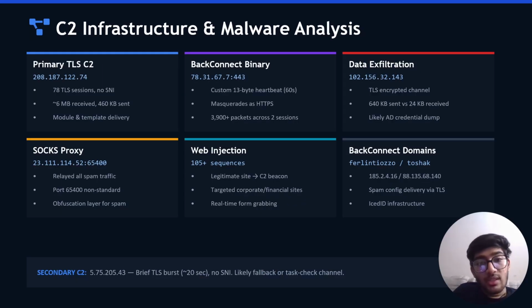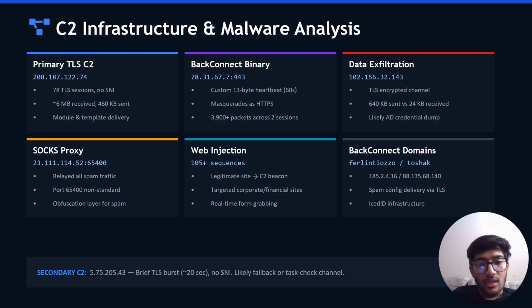Let's break this down into the six components of C2 infrastructure, which demonstrate how sophisticated ICEDID is compared to similar malware. The primary TLS C2 at the 208 IP maintains 78 sessions with server name indication, and likely modules and templates are pushed to the infected host. It uses a heartbeat protocol every 60 seconds, masquerading as HTTPS to evade TLS inspection. The data exfiltration channel sent data while receiving less than 24 KB, and this asymmetry suggests a credential dump of Active Directory.